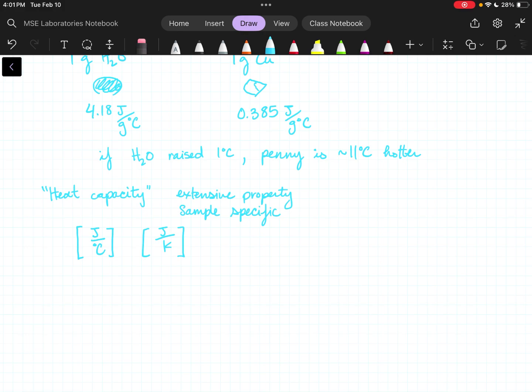So in this case, we're not specifying any sample properties because the property itself is sample specific. I am not able to apply the values of this penny to the values of another penny. They're going to be different, likely, because they are their own things. Maybe this one has a gigantic scratch through it and it's missing some mass. But when we're talking heat capacity, that doesn't matter because I'm talking about the scratched penny.